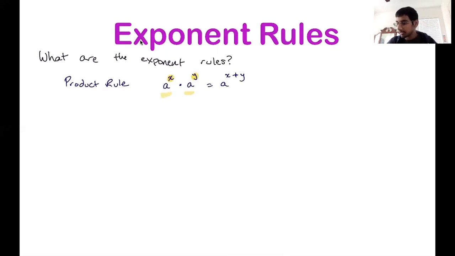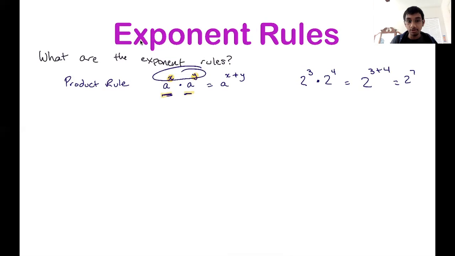Let me give you an example. Let's say I had 2 to the third times 2 to the fourth. That's the same as me doing 2 raised to the 3 plus 4, so it'd be 2 to the 7th. That's all you're doing. If I have the same bases, we're just adding those two exponents. Not too hard.